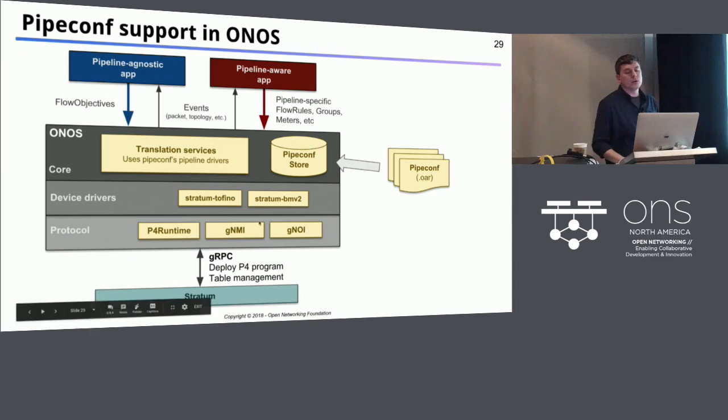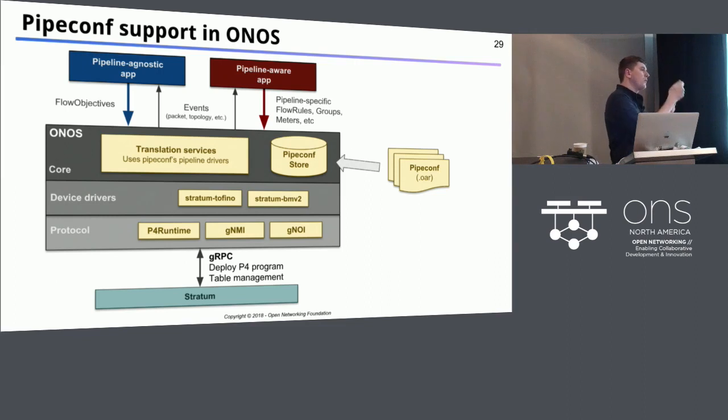So we have a Pipeconf store where ONOS takes care of essentially organizing all the Pipeconfs that are being registered to the system so far, and then you can pick and choose which Pipeconf you want to associate to a device. ONOS takes care of deploying that pipeline, and then you can have 2 types of applications running on top of ONOS. You can have pipeline-aware applications and pipeline-agnostic applications.